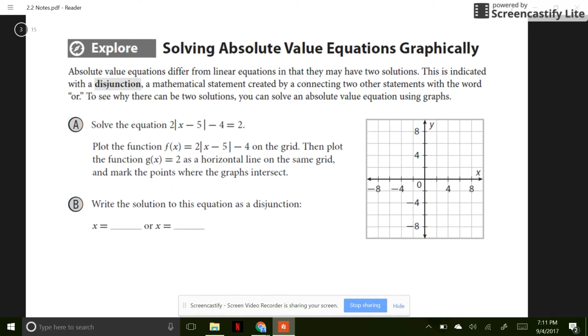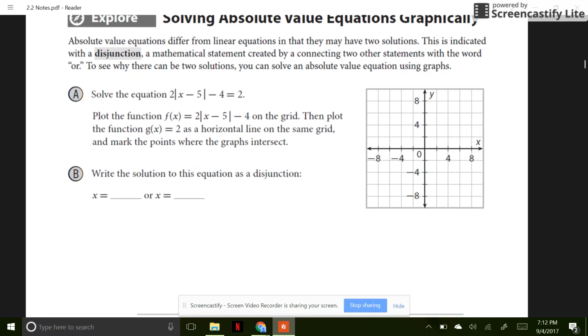So the first way we're going to do that is solving them graphically. Absolute value equations differ from linear equations in that they may have two solutions. This is indicated with what's called a disjunction, a mathematical statement created by connecting two other statements with the word or. To see why there can be two solutions, we can solve absolute value equations using graphs.